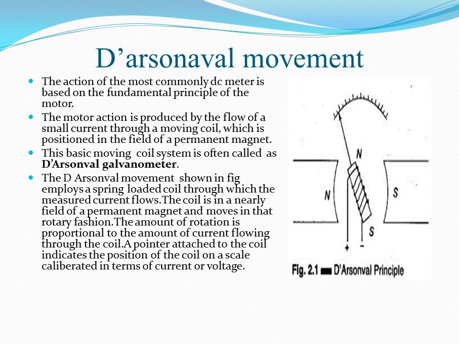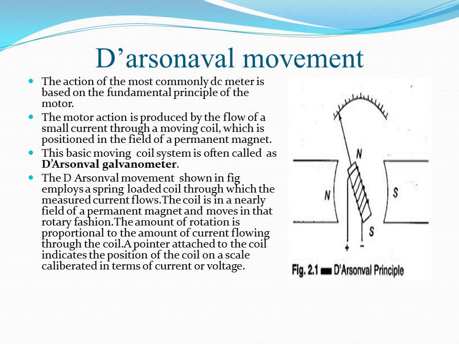What is D'Arsonval movement? This can be explained with the help of the D'Arsonval principle. Also we can say it is the basic meter movement. The action of the most common DC meter is based on the fundamental principle of the motor. The motor action is produced by the flow of a small current through a moving coil, which is positioned in the field of a permanent magnet. This basic moving coil system is often called a D'Arsonval galvanometer.